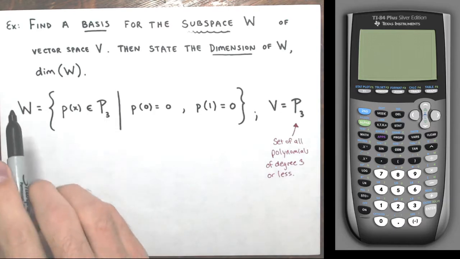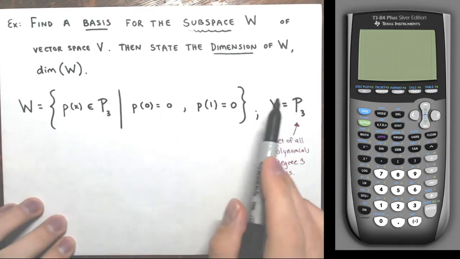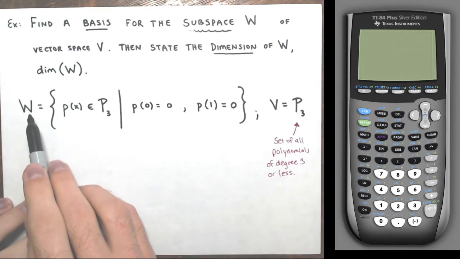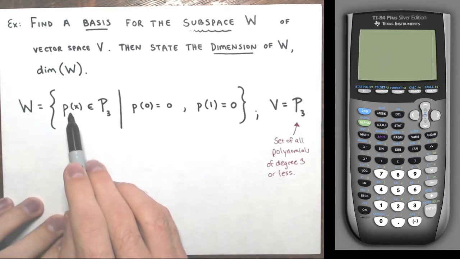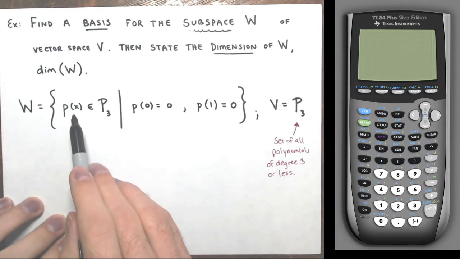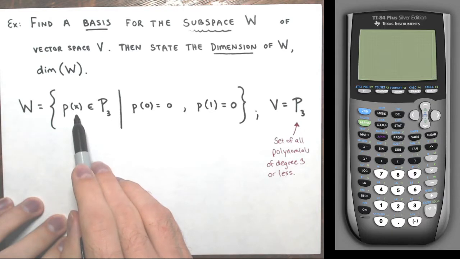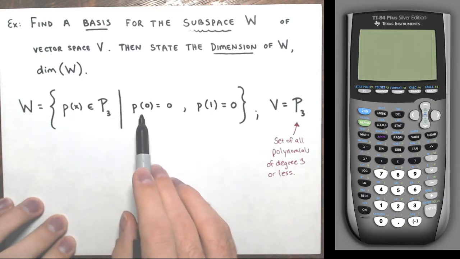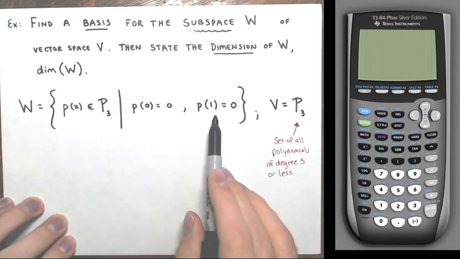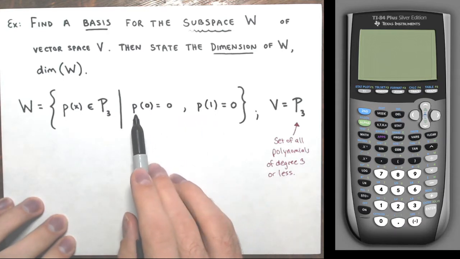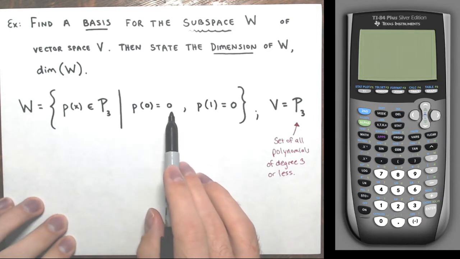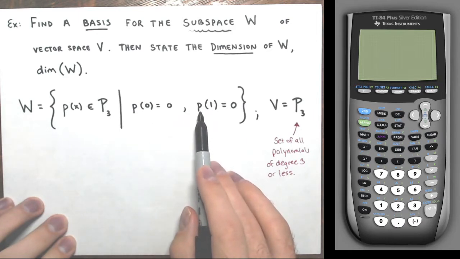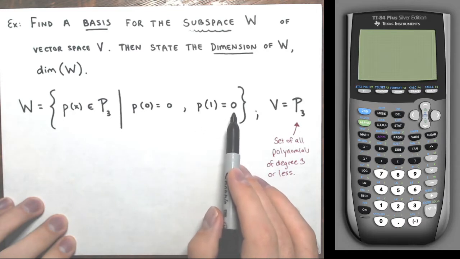Alright, so W is a subspace of P3. So W is also a vector space, and it's made up of polynomials from P3. The vectors in W are polynomials of degree 3 or less, but only polynomials that satisfy the following condition, such that the value of the polynomial at input 0 is 0, and the value of the polynomial at 1 is also 0.